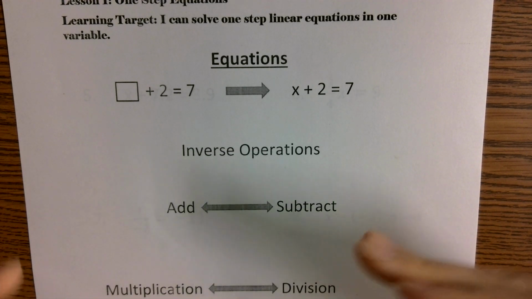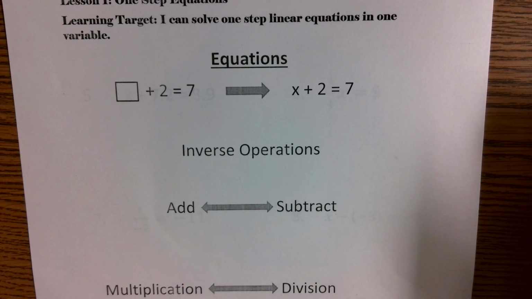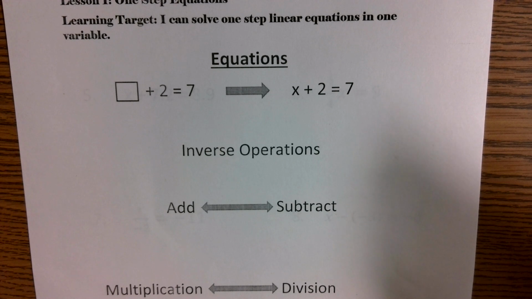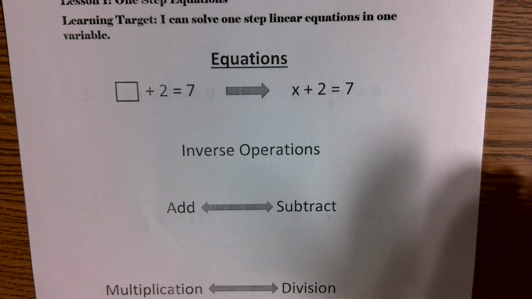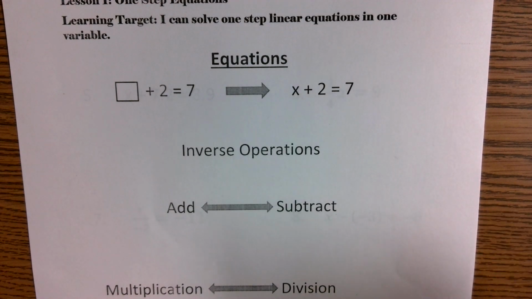But when we say one variable, it means there's only one letter, one type of letter. So there might be multiple x's. So it might be 3x plus 7x is equal to 10. Then you'd be solving that. You would just be combining those x terms together. So you would only have one specific type of variable that you'd be focusing on.